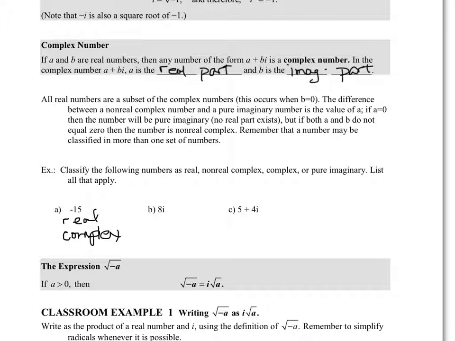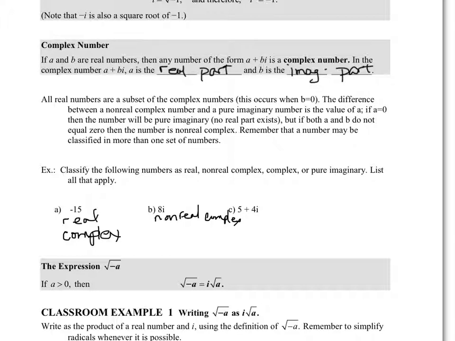Now, if I look at B and I run through my list, the number 8i, can it be real? If it's real, then it's not imaginary, so it can't be real because I see the i. But is it non-real complex? The answer is yes. It's a complex number that is not just a real number.